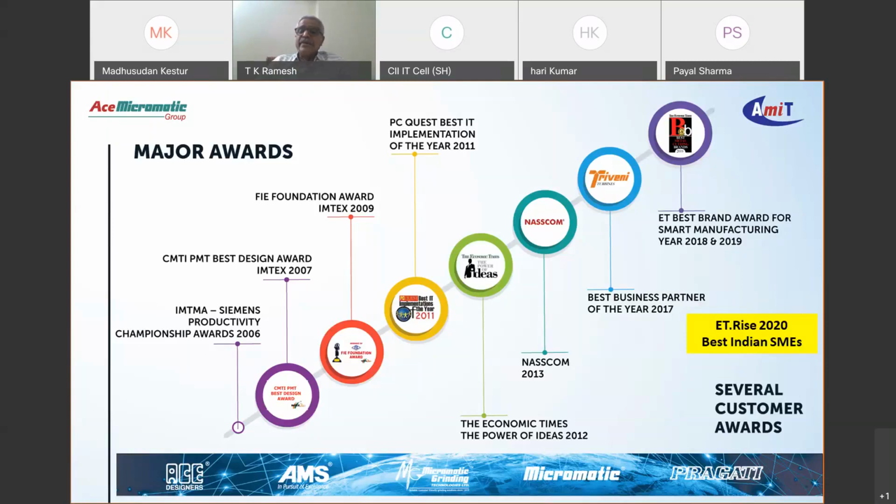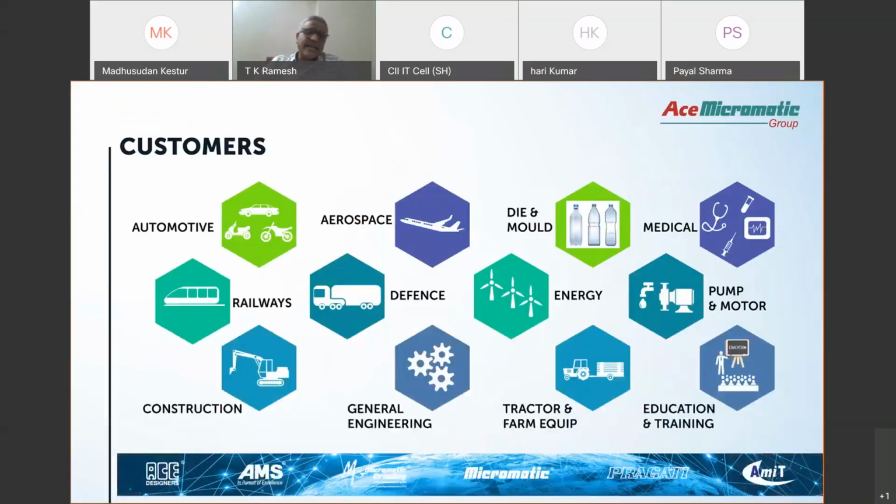As you could see, we were adjudged the best business partner by Triveni in the year 2017. The Economic Times looked at our work and spoke to our customers and recognized us for brand being the best brand in smart manufacturing in 2018 and 19, and ET Rise 2020 also awarded us and recognized us as the best MSME brand. Like I mentioned, we come from a manufacturing domain.